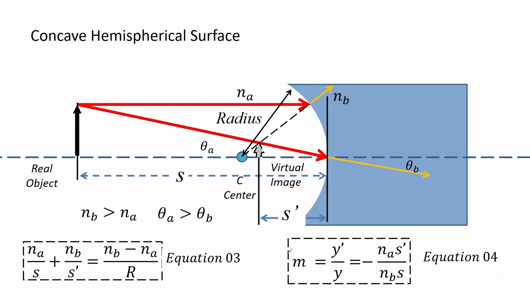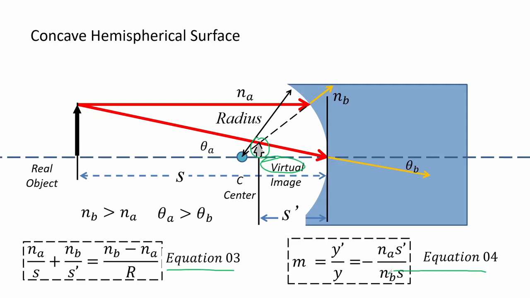Here we have a concave hemispherical surface. Its shape is opposite to that of the convex surface. We see that the image formed is on the opposite side as the outgoing light. This image is considered a virtual image. The size and position is also determined by the properties of the concave material. Equations 3 and 4 are used to determine the relationship of the distances and magnification.